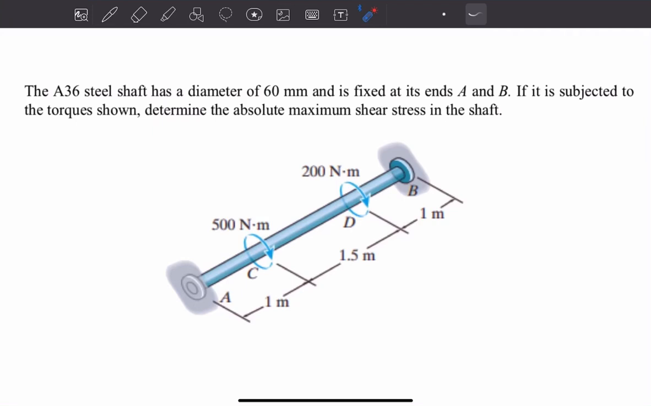Okay, welcome to the third example in the chapter of torsion. The question reads, the A36 steel shaft has a diameter of 60 millimeters and it is fixed at its ends A and B. If it is subjected to the torque shown, determine the absolute maximum shear stress in the shaft.